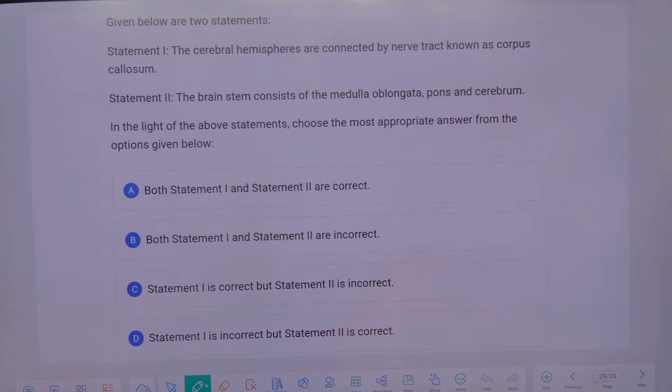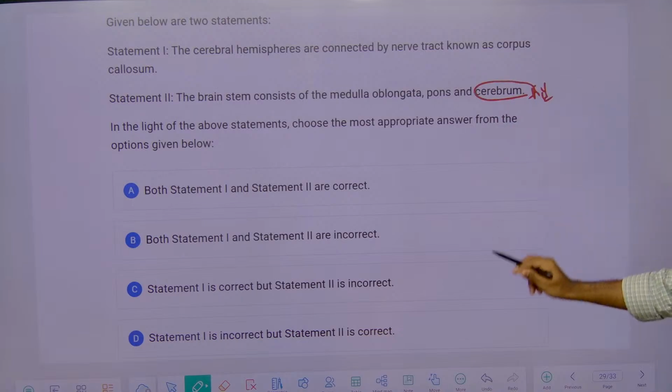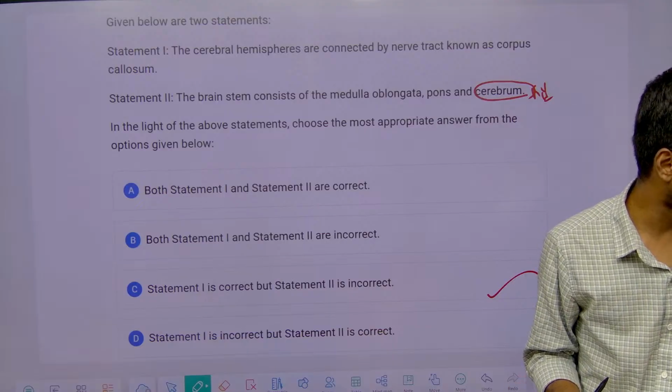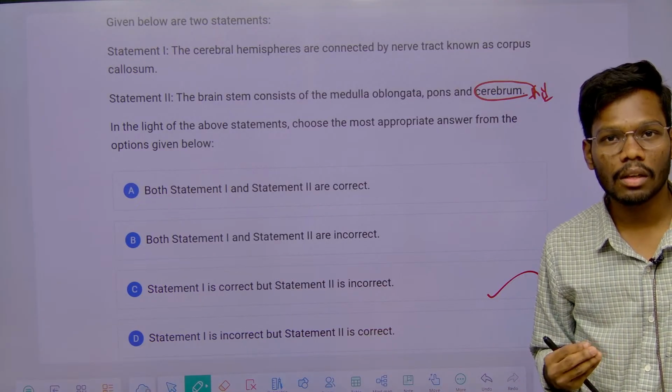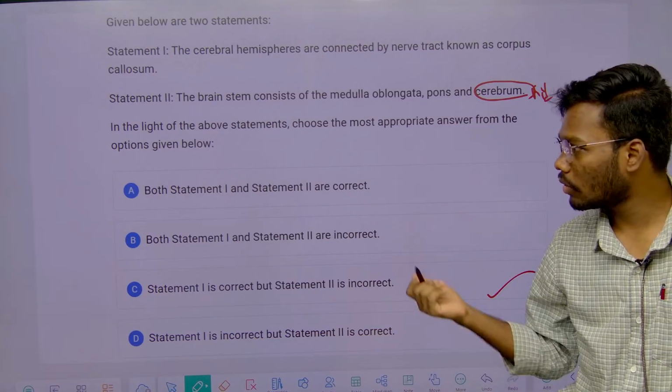Statement-related questions are also simple. Statement 1: the cerebral hemispheres are connected by a nerve tract known as corpus callosum. Statement 2: the brain stem consists of medulla oblongata, pons and cerebrum. Not this, right? It was the midbrain. So option C, statement 1 is correct, statement 2 is incorrect. This is how they will give questions from this chapter. All are very simple when you study, right?